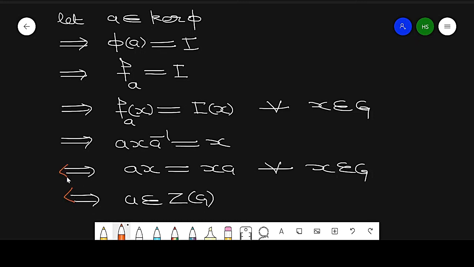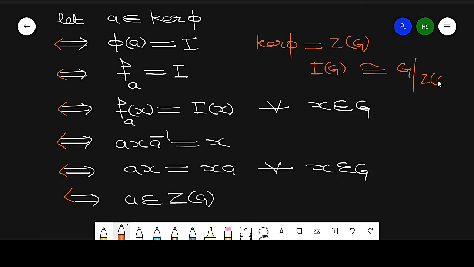Now reverse the process. If I reverse the process, what do I get? I get kernel of phi is equal to center of G. So substituting that value, we get inner of G, which is isomorphic to G by center of G. So this is a very important result. In this way we can prove this result.